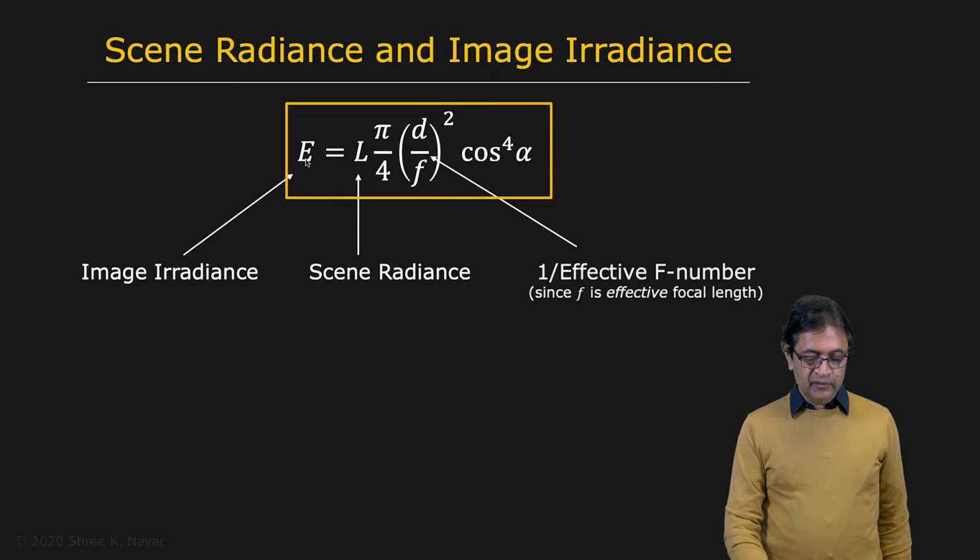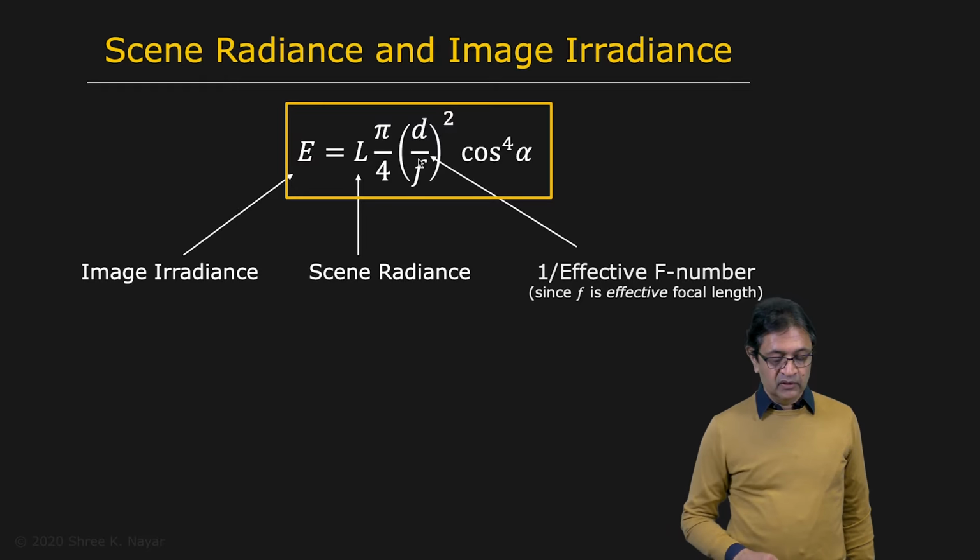Here you have image irradiance, you have scene radiance, and this, remember, is the diameter of the lens, and this is the effective focal length. When you have the focal length of a lens divided by the diameter of the lens, we know that's called the F number. Here you have the effective focal length divided by the diameter of the lens. That would be the effective F number, and it's 1 over that, so we'll call it 1 over the effective F number right here.